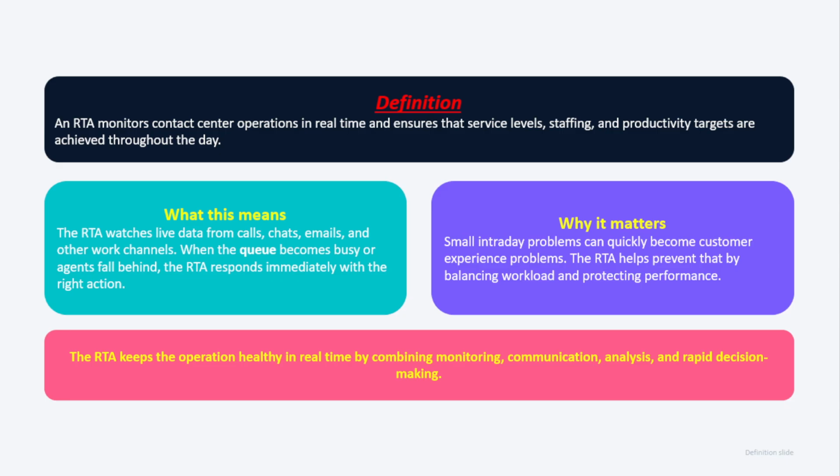The RTA keeps the operation healthy in real life by combining monitoring, communication, analysis, and rapid decision making. So as an RTA, what you have to do: you have to do the monitoring work. Communication, you have to share the updates with the clients, sometimes with the agents also, and the team leads. Analysis, you have to analyze why the SLA is not being met, why the volume is going up. Rapid decision making, sometimes we have to take quick decisions to stabilize the volume. Okay.